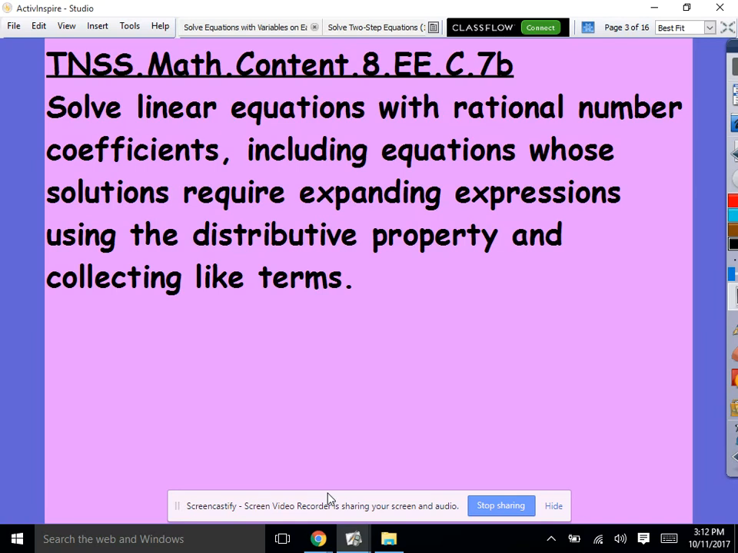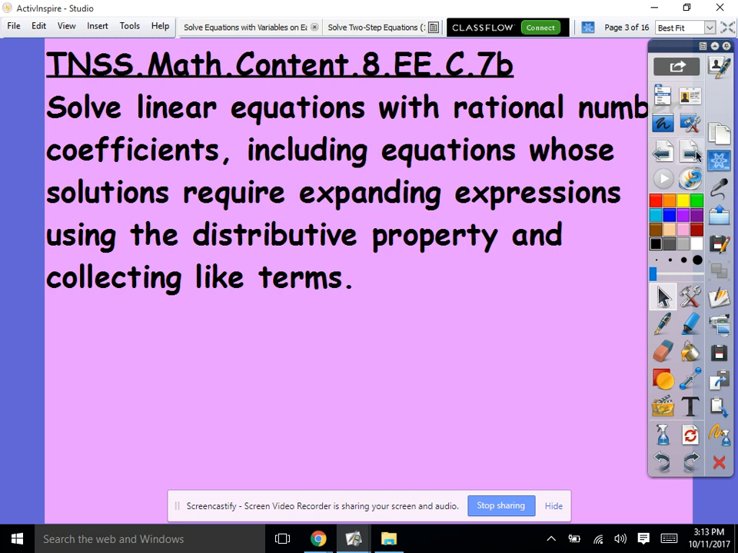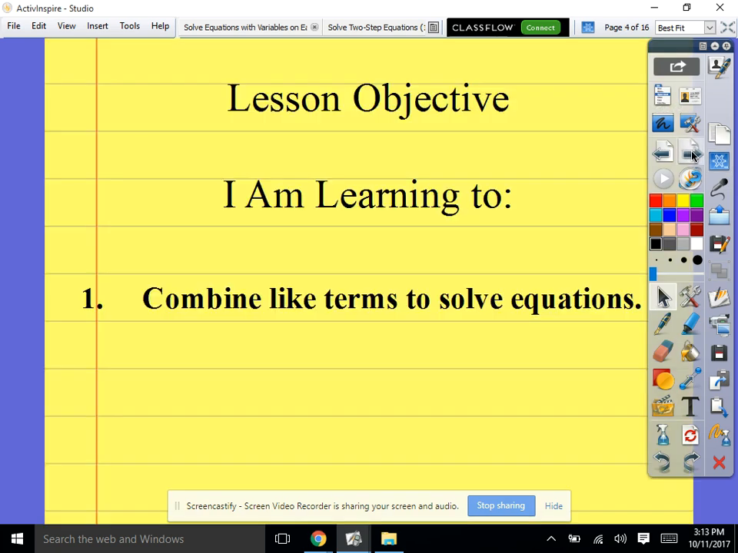Our Tennessee State Standard today is to solve linear equations with rational number coefficients, including equations whose solutions require expanding expressions using the distributive property and collecting like terms. And we've been on this for a while, and we will stay on this standard for quite some time, probably a couple to 3 weeks.